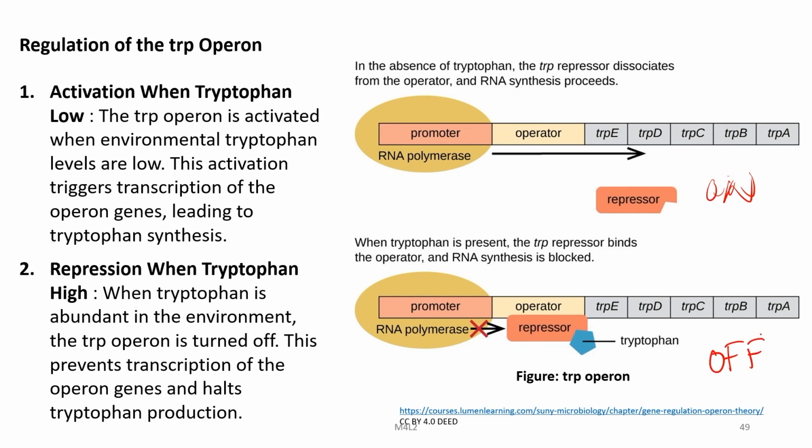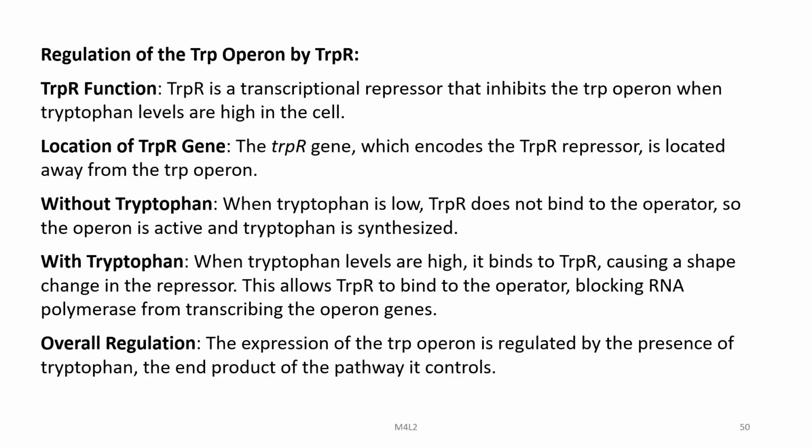So, in a way, the repressor gets anchored to the regulatory site and the tryptophan operon is switched off. None of those enzymes which are required in tryptophan synthesis are allowed to be produced. But when there is demand for tryptophan, the repressor is detached and the operon is switched on. So, there is activation when tryptophan is low and there is repression when tryptophan is high.